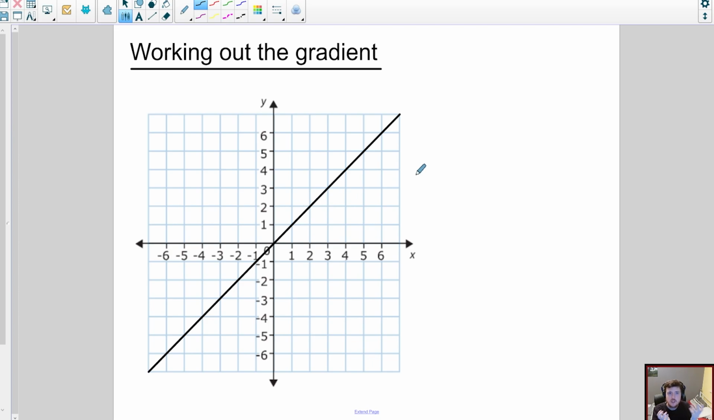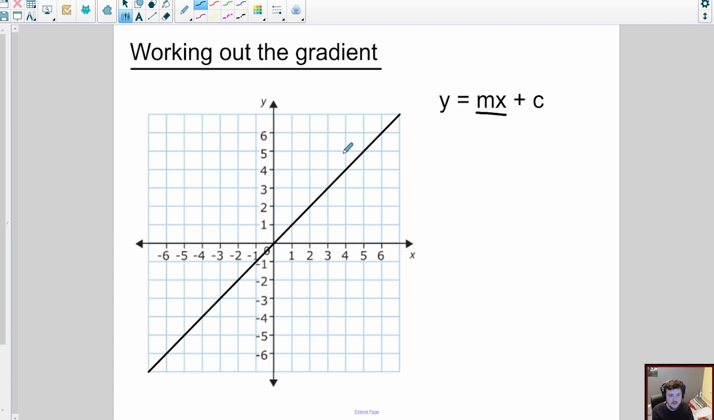So, say you're given a line, and you are told nothing else, and you need to work out what the gradient of the line is. We know the form is y equals mx plus c. So what we're really looking for is this part here. M is the gradient, the steepness. So to do that, we're going to work out how steep this line is.